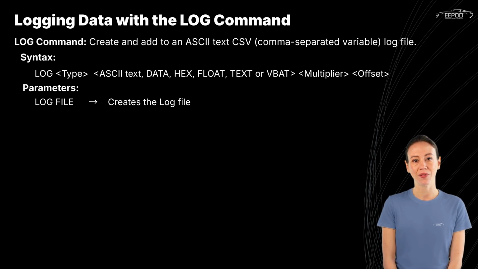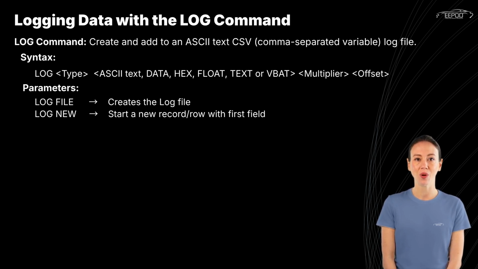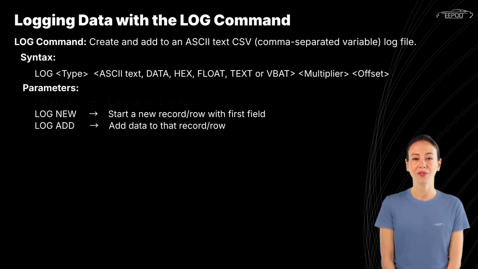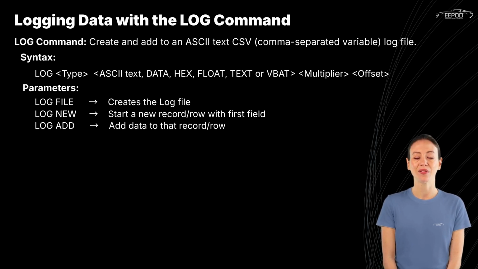File creates the log file. New starts a new row. Add adds data to that row. Let's understand one by one. First is log file, start logging. First, we need to tell FSCRIPT what file to create. We do that like this.